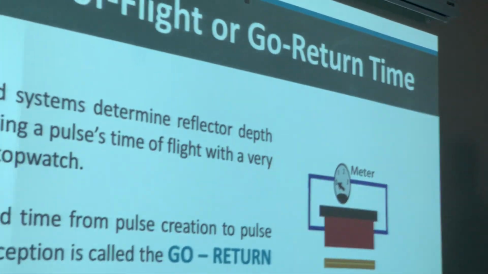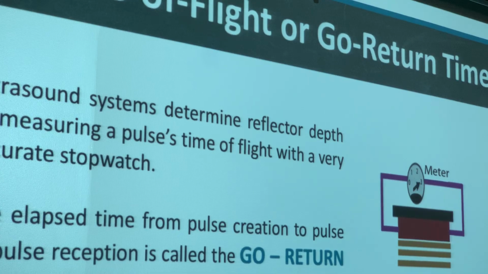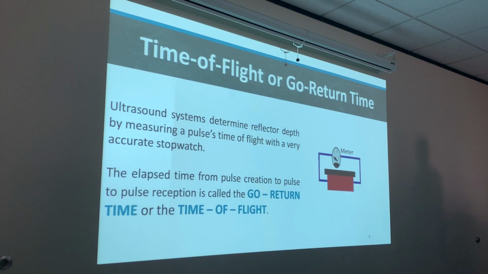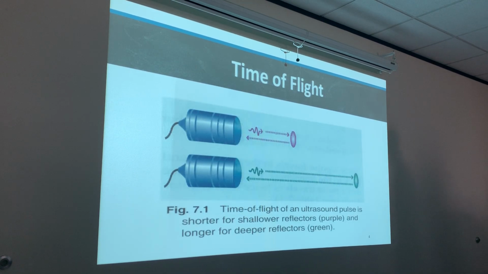But definitely, being able to accurately position reflectors where they need to be is based on the 13 microsecond rule, because the ultrasound machine assumes that sound is always traveling at the same speed. It's the go and return time, not just transmission time. Remember, transmission time is just pulse duration. So this is just our illustration of the time of flight.